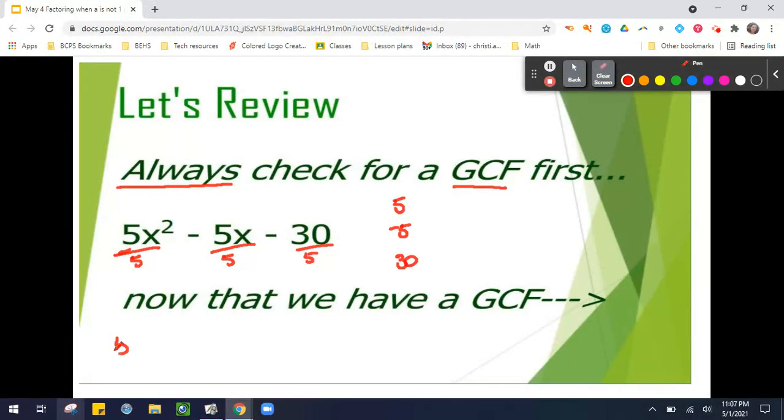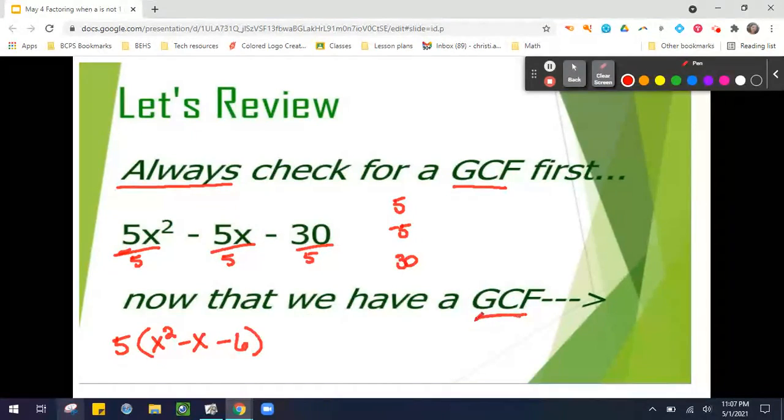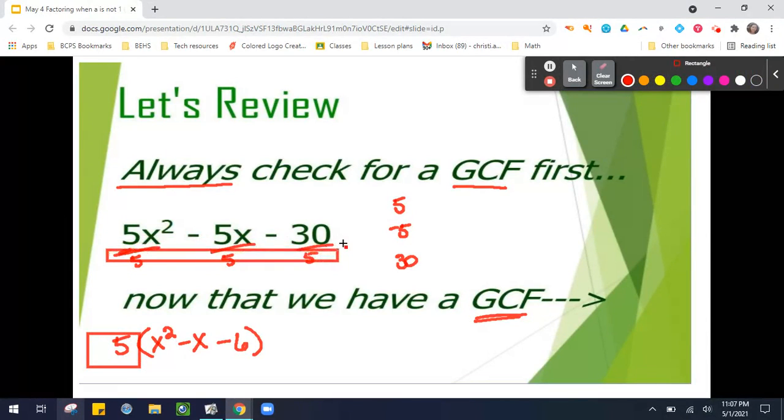This gives us a 5 times x squared. 5 divided by 5 is 1x squared. -5 divided by 5 is -x. And -30 divided by 5 is -6. So we have practiced getting out a greatest common factor, and this is what it looks like when you get a greatest common factor out. The greatest common factor is that number in front, the same number that we divided everything by up here.